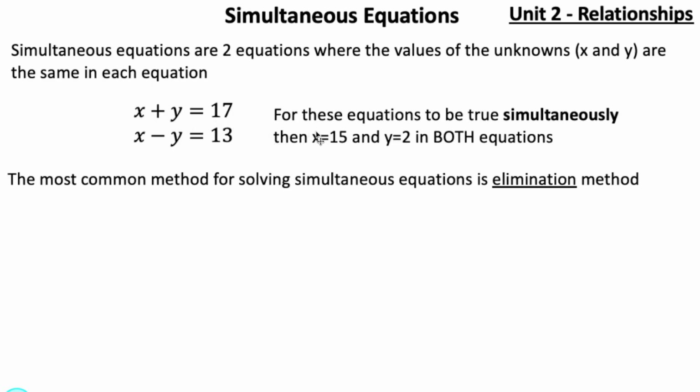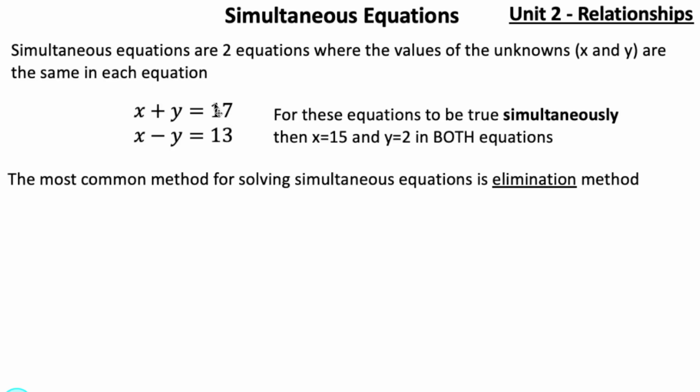We plug these into this equation. x equals 15 here. 15 plus y, which is 2, gives us 17. And then 15 minus 2 gives us 13. So you can see this solution, x equals 15 and y equals 2, solves both of these equations. It gives us the correct answers.